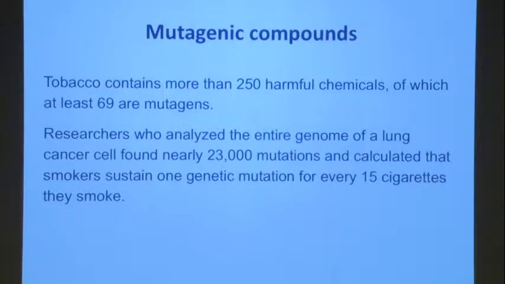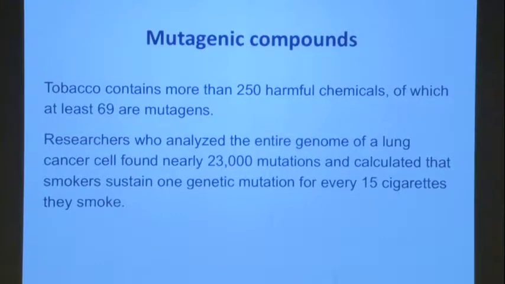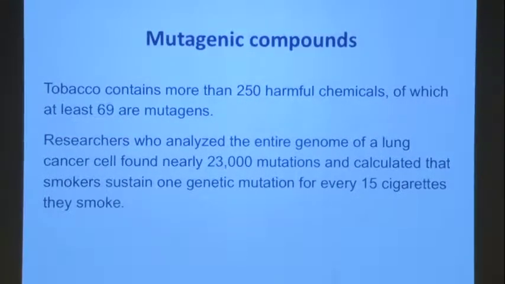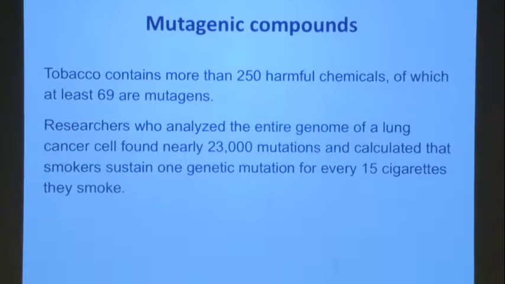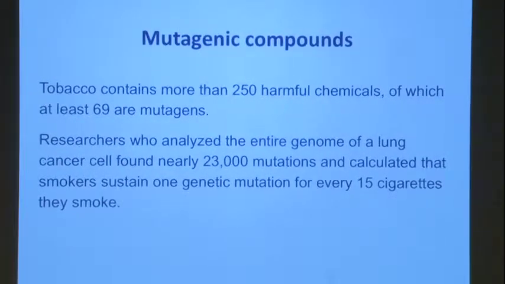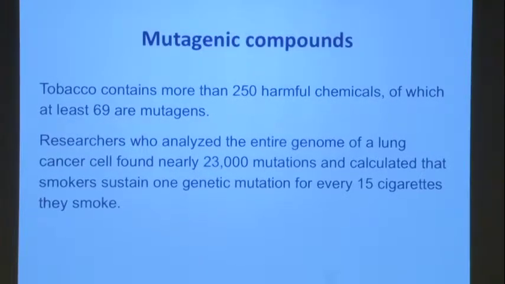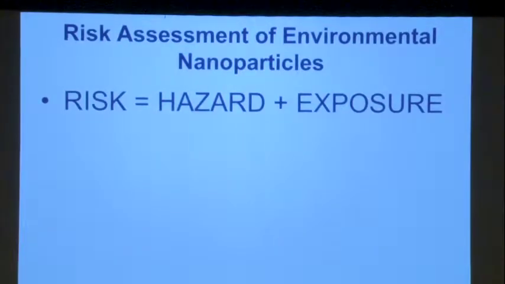In addition, if you look, for example, at tobacco and the species that are produced, some of those are very harmful chemicals with carcinogenic properties. There is some research that reports that people who smoke basically sustain one genetic mutation for every 15 cigarettes they smoke. And they found that for the entire genome of a lung cancer cell, there were almost 23,000 mutations in smokers. So that led me to the interest in the risk assessment of environmental nanoparticles.